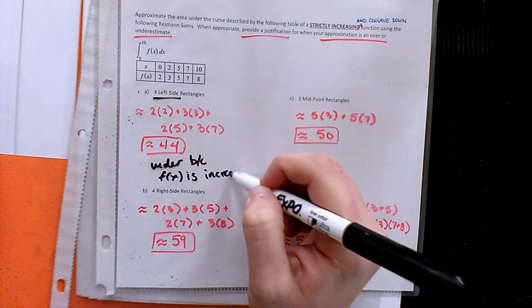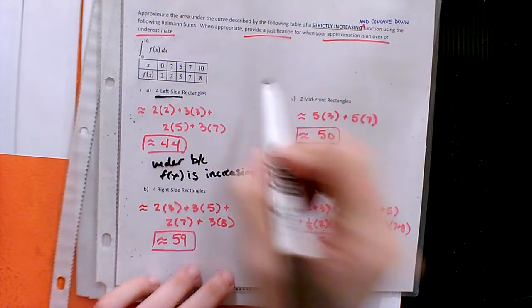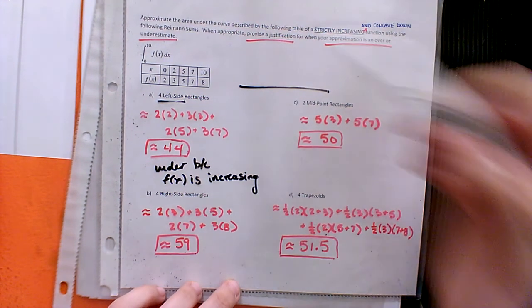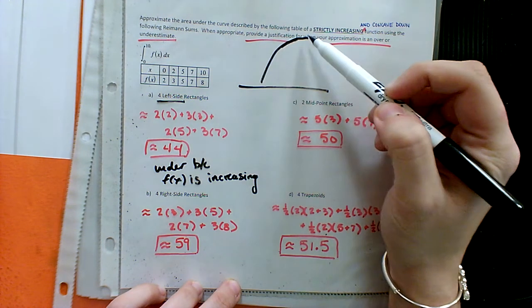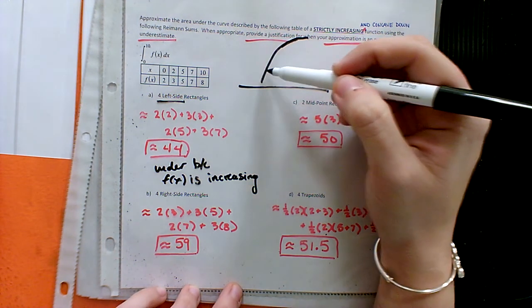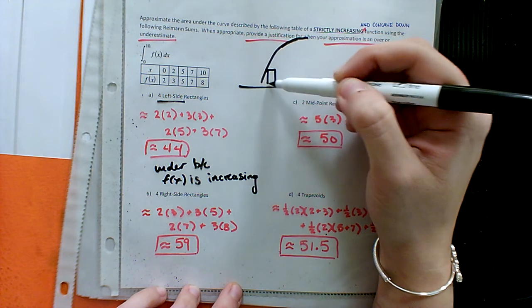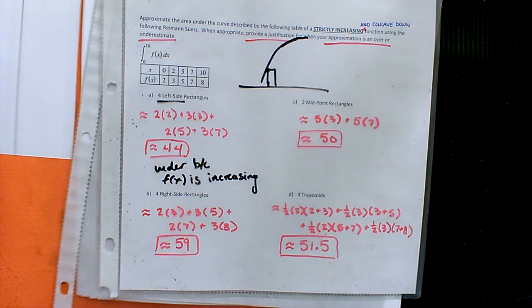Increasing. Okay, if you actually wanted to draw a picture of this, if we're only increasing and concave down, we probably look like the left side of an upside down parabola. So if you draw in a left endpoint, you're definitely going to be missing some area.